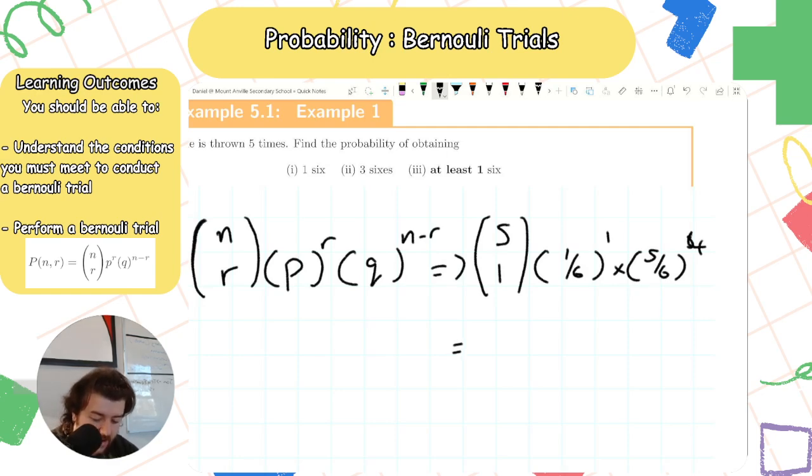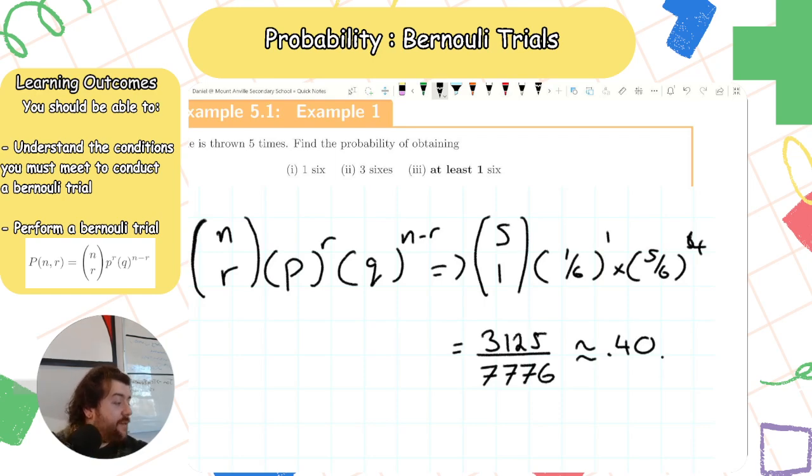And you put that in your calculator. So 5 choose 1 times 1/6 times 5/6 to the power of 4. I get 3125 over 7776, or roughly equal to 0.4. So I have a 40% chance, basically, of getting exactly one 6.